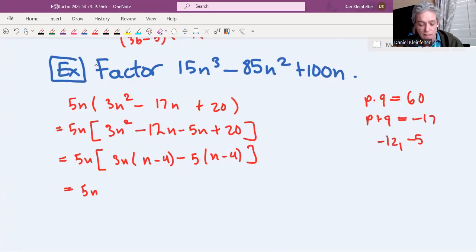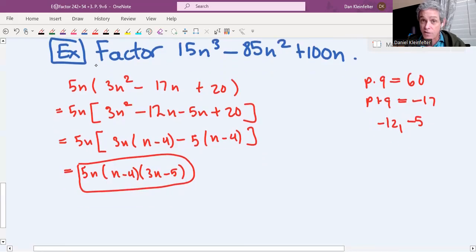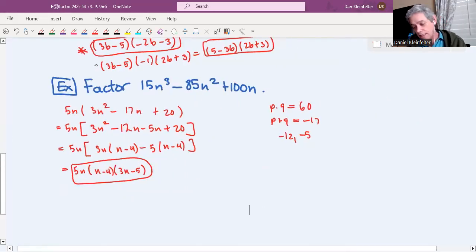Okay, 5n outside. Common factor of n minus 4 comes out. And then we'll be left with 3n minus 5. Okay, by the way, don't forget that 5n that we factored out at the very beginning. It's very common for people to just pull it out, forget about it, because they get so focused on factoring all the stuff in the brackets. Make sure that you don't accidentally leave that behind.